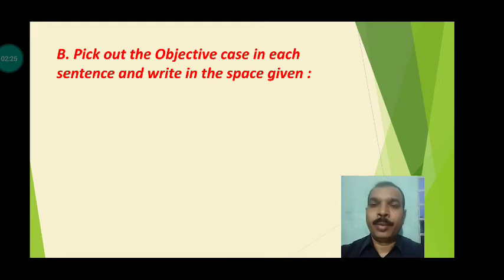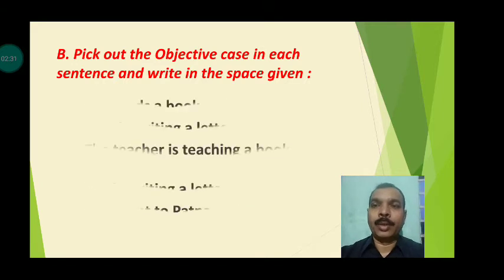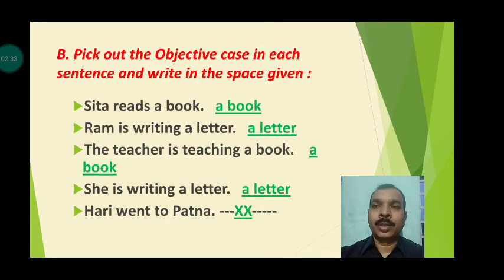B. Pick out the objective case in each sentence and write in the space given. Sita reads a book. Objective case is a book. When noun or pronoun is used as object, that is called objective case. So here a book is object and a book is in objective case.